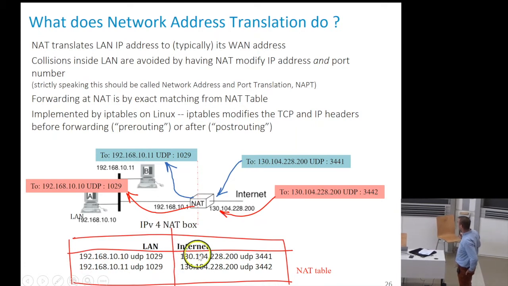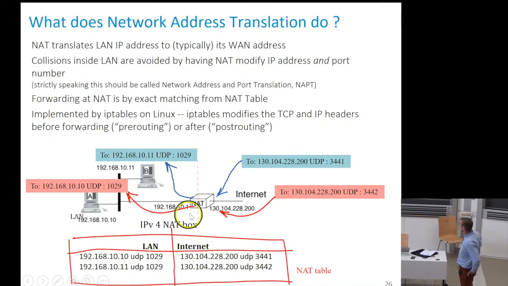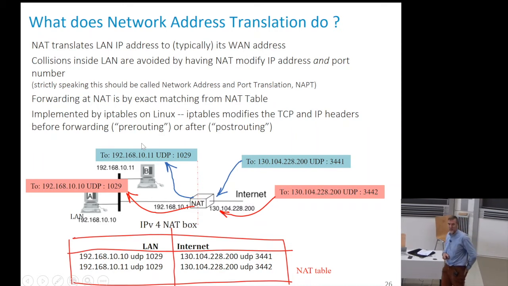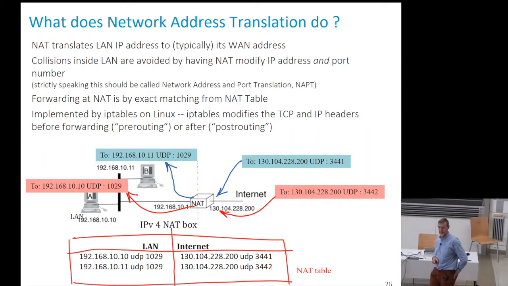So I go to the NAT table, and I look for a match, and I find an exact match here, and therefore I translate it into this. So I will modify the IP address in the IP header.